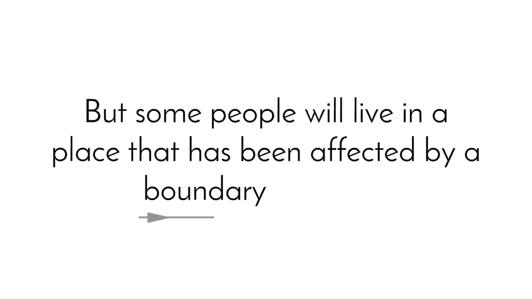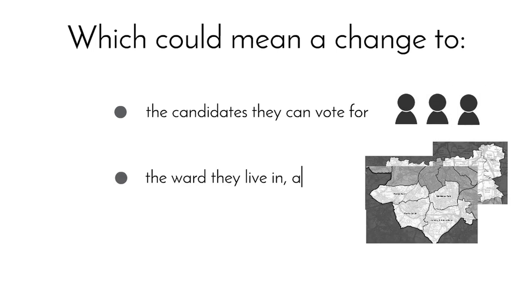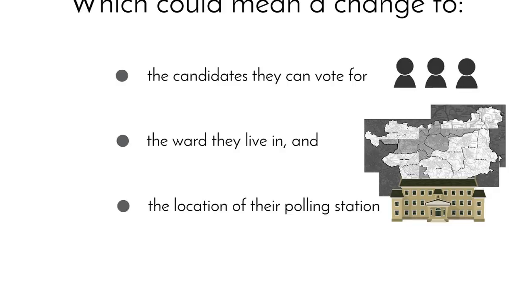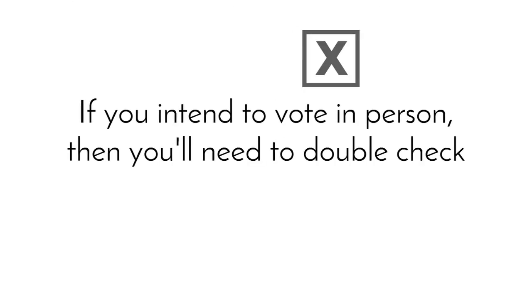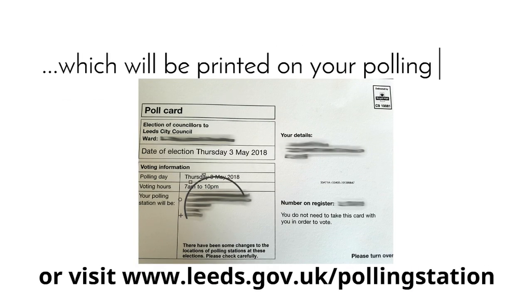For most people, there will be no change, but some people will live in a place that has been affected by a boundary change, which could mean a change to the candidates they can vote for, the ward they live in, and the location of their polling station. If you intend to vote in person, then you'll need to double check your polling station's address, which will be printed on your polling card.